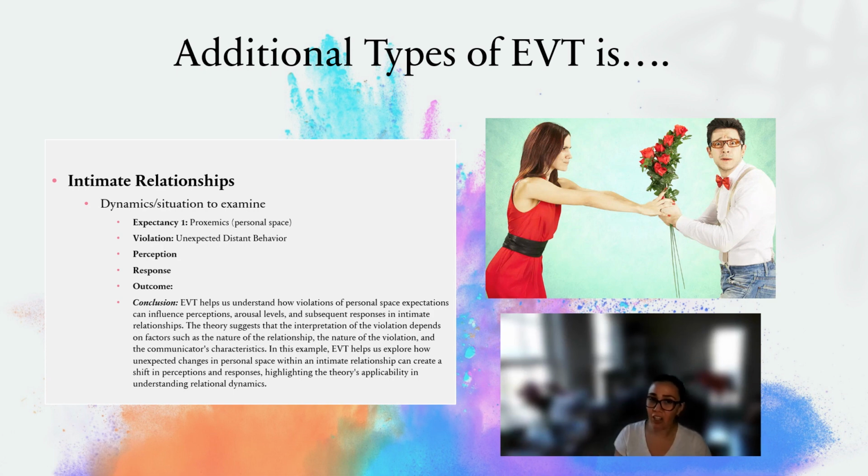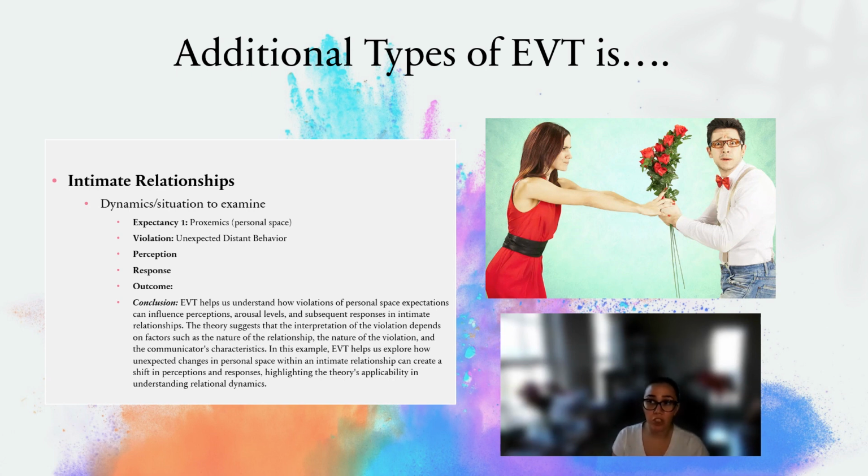The outcome, depending on how Alex will explain this to resolve the violation or not resolve it, could lead to various outcomes. So, if Alex provides a reasonable explanation, the relationship may return to the usual pattern. However, if the violation remains unaddressed and is perceived negatively, it might lead to more tension and impacted dynamics down the relationship. So the conclusion is that the violation theory helps us understand how violations of personal space and expectations can influence the perceptions, arousal levels, and subsequent responses in intimate relationships. It can make things better or worse.